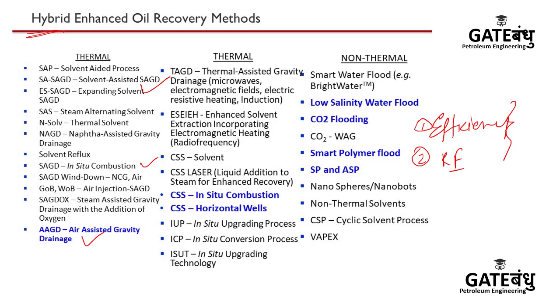ASP is one kind of hybrid approach where alkaline, surfactant and polymer are all applied together. Or after polymer, steam is injected, or in between some polymers are injected, but polymer has a limitation of high temperature, so mostly polymers are not used with the thermal methods.